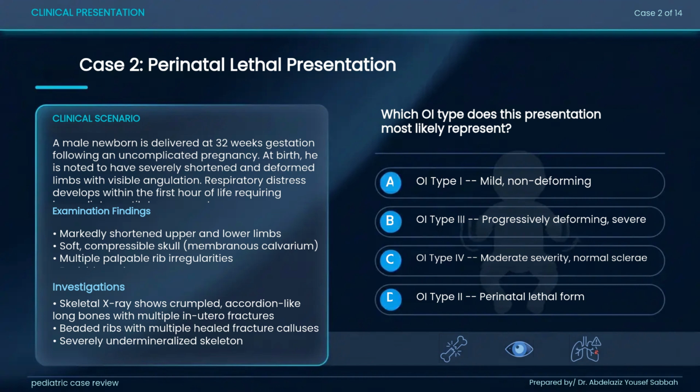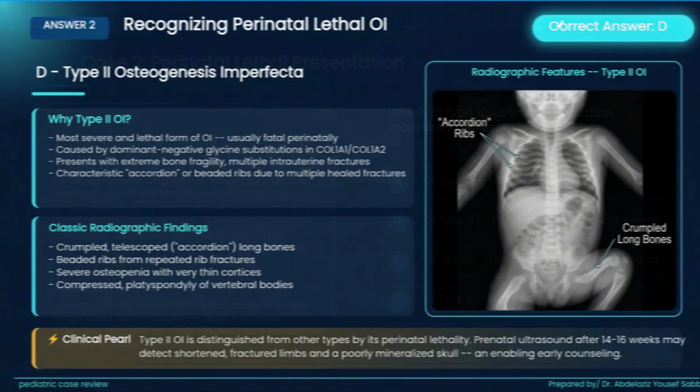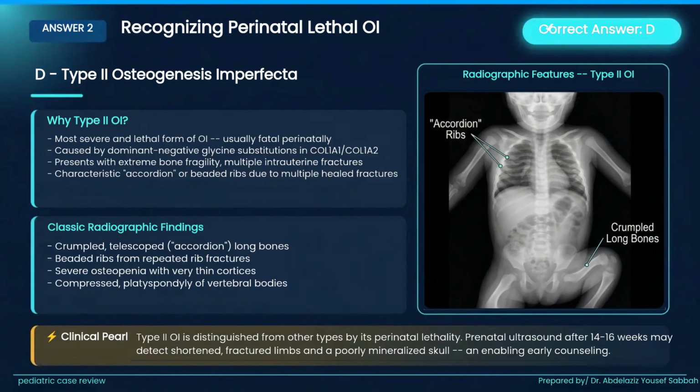Which osteogenesis imperfecta type does this presentation most likely represent? Option A, osteogenesis imperfecta type 1, mild non-deforming. Option B, osteogenesis imperfecta type 3, progressively deforming severe. Option C, osteogenesis imperfecta type 4, moderate severity normal sclerae. Option D, osteogenesis imperfecta type 2, perinatal lethal form. The correct answer is option D, type 2 osteogenesis imperfecta, the perinatal lethal form.